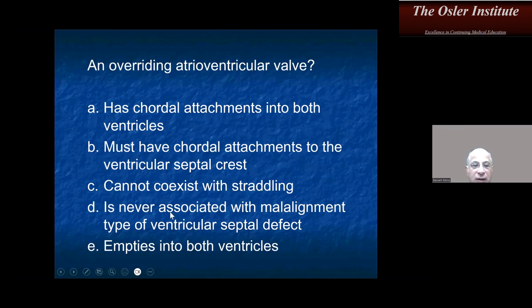Anytime you see never and always, that's a red flag. So that's also incorrect. But it does empty into both ventricles. That overriding valve, whether it's a mitral or tricuspid, will empty into both ventricles. The typical presentation of that is a patient, say, with double inlet left ventricle, where there is a large AV valve. Sometimes you have two, sometimes you have one. And that AV valve will override both ventricles and empty into both ventricles, but mostly into the left.